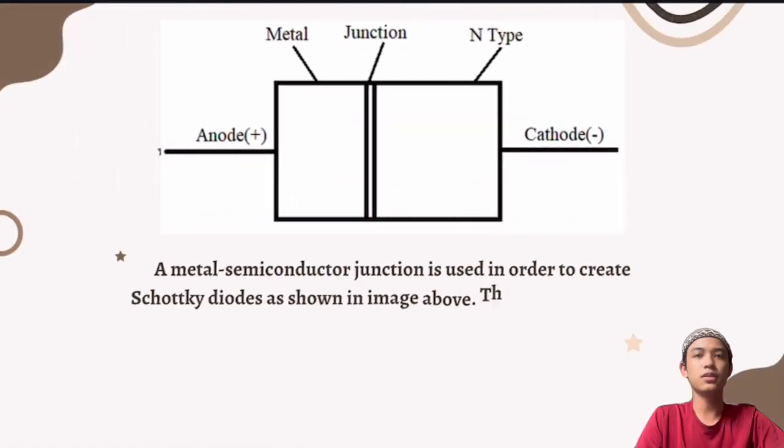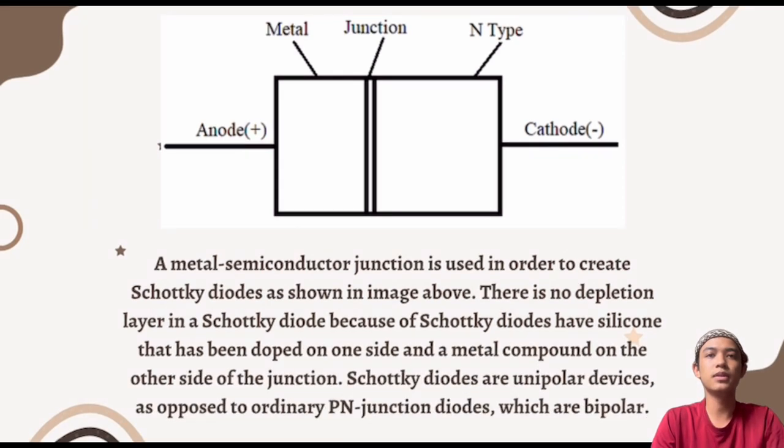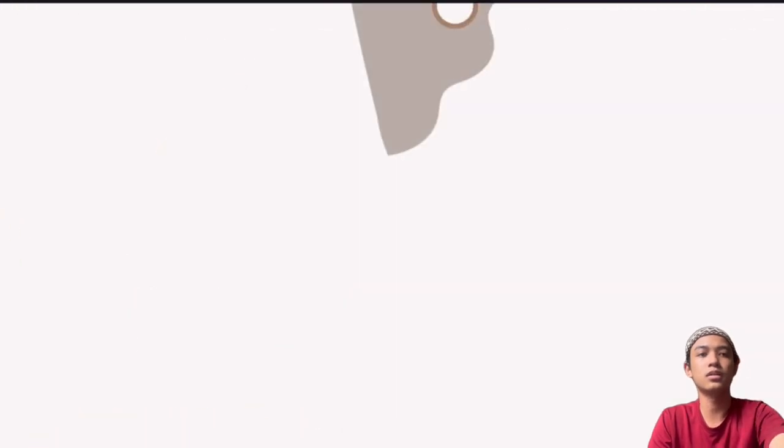Next, I will talk about the basic structure of the Schottky diode. A metal-semiconductor junction is used in order to create a Schottky diode. There is no depletion layer in a Schottky diode because it has silicon that has been doped on one side and a metal compound on the other side of the junction.